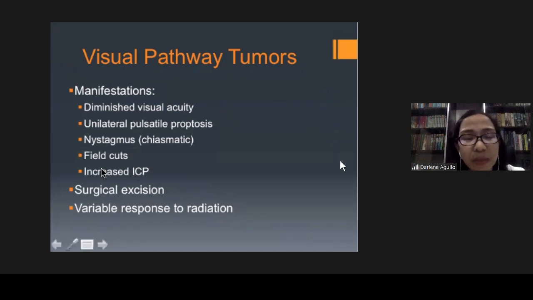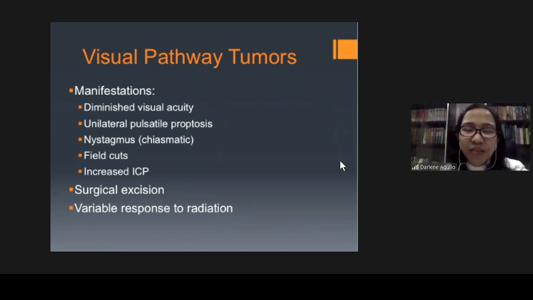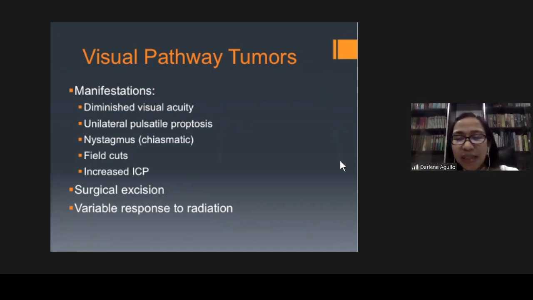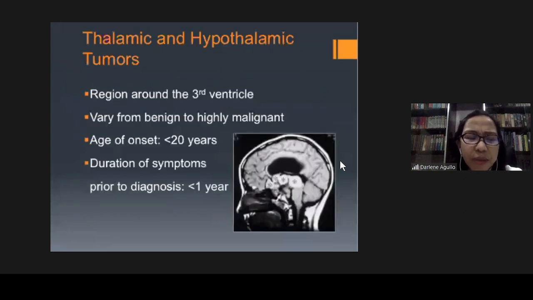Of course, increased ICP kasi ang optic chiasm, nasa ilalim lang siya ng area ng foramen of Monro, no? Pwede siyang makaipit ng drainage ng CSF mo. Or if it extends posteriorly, pwede ring makaipit sa third ventricle mo. So increased ICP. Management is surgical excision, and the response to radiation is also variable.